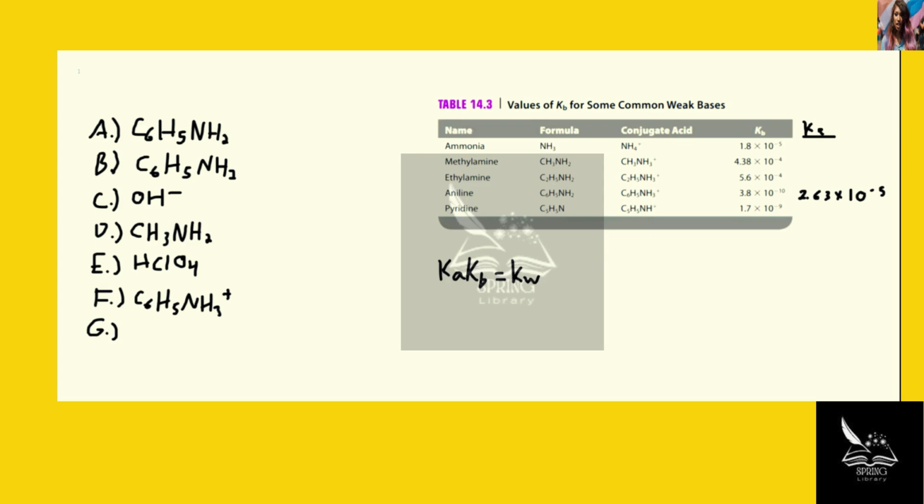So that means that in terms of conjugate acids, methylamine's conjugate acid is going to be a weaker acid than aniline's conjugate acid. That means that aniline's conjugate acid is going to be the stronger acid.